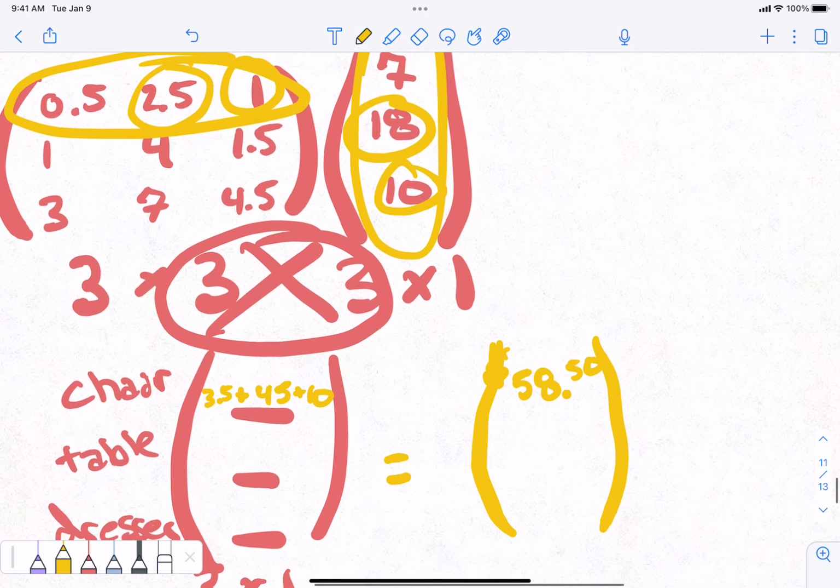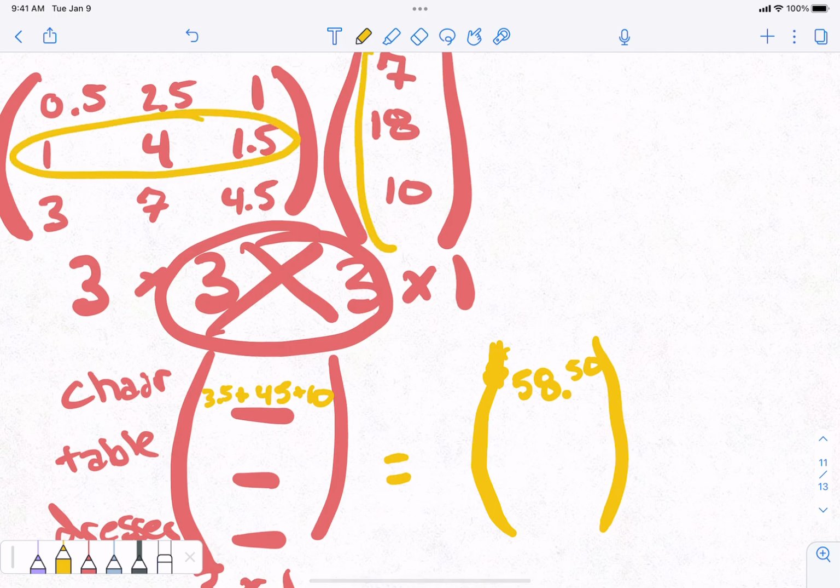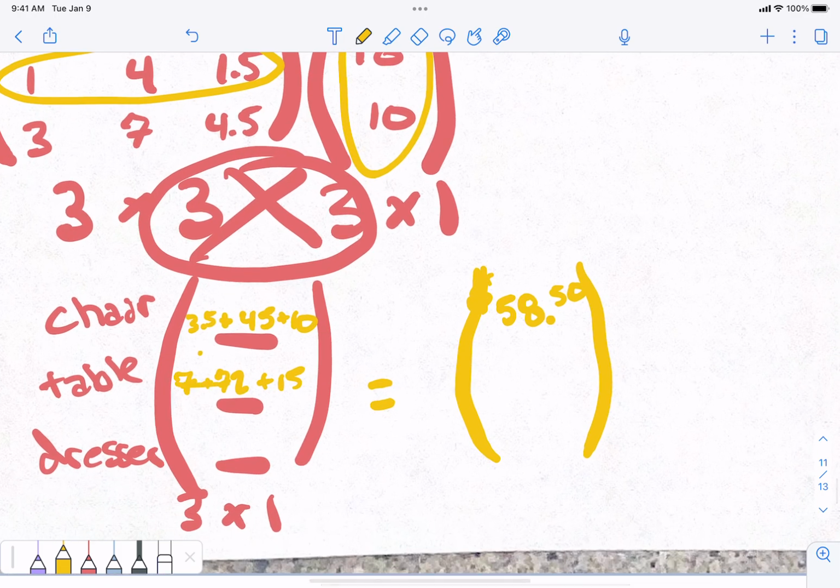Make sense? Okay, now I go back up here. I'm going to get rid of all my stuff. Okay, I'm going to take 1, 4, 1.5 times 7, 18, 10. So 1 times 7 is 7. 4 times 18 is 36 times 2, which is 72. Yeah? 72. 1.5 times 10 is 15. If I add all this together, 79 plus 15 is $94.